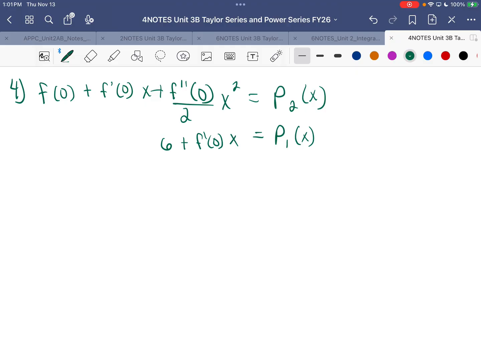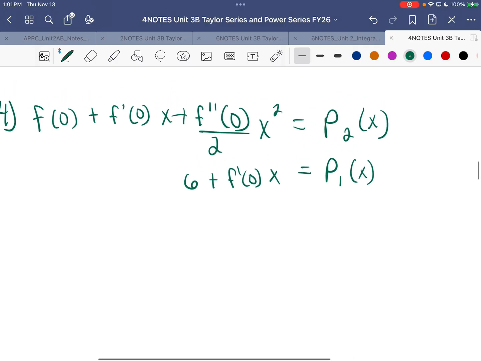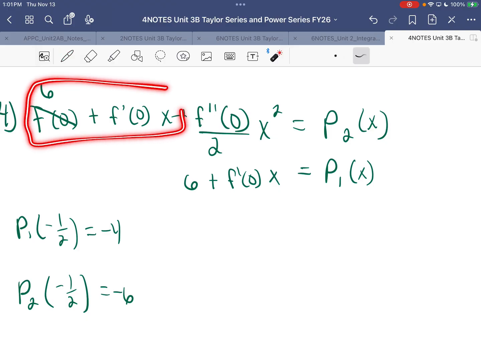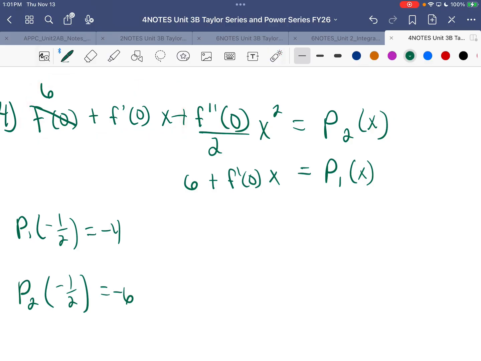All right, I think I helped everyone with 1 through 3. It started to be 4 where we are getting a little bit confused. So on 4, we were given that f at 0 was 6, right? Was it 6? Yeah, okay. And then we were also given that P1 at -1/2 is -4, and P2 at -1/2 is -6. So P1 is just taking the first 2 terms, the first degree Taylor polynomial, and setting that equal to -4 and plugging in -1/2 and solving.